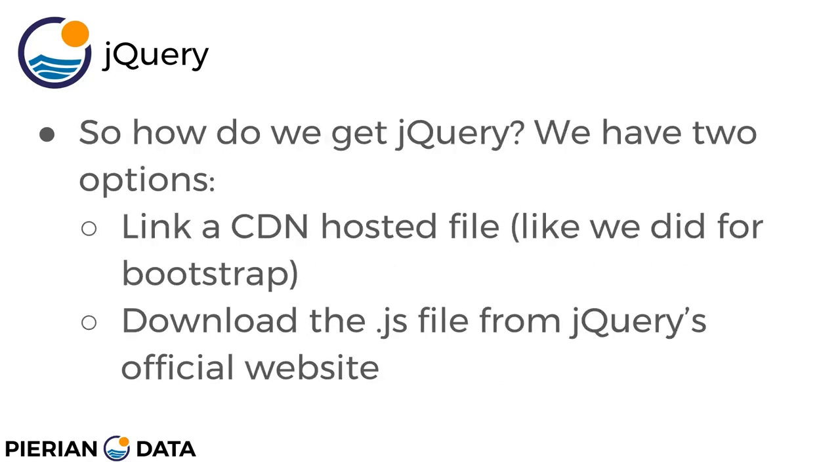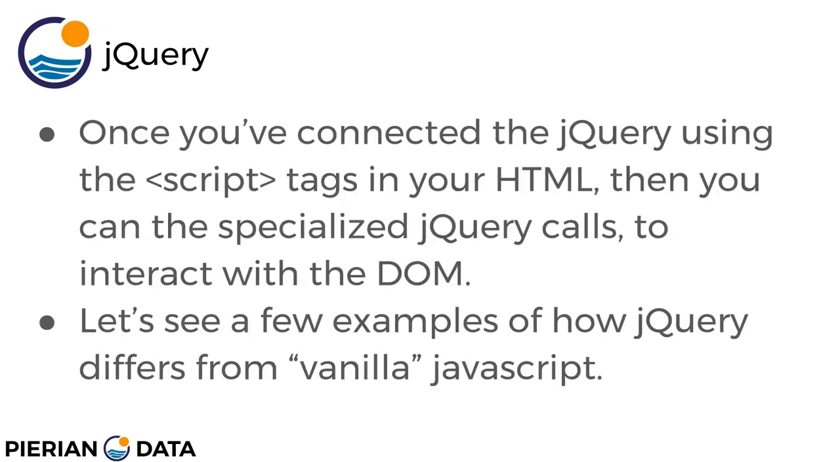So how do we actually get jQuery? Well, we have two options. One is to link a CDN hosted file, like we did when we were using Bootstrap. And then the other one is to actually download the .js file from jQuery's official website and just link to it locally using a script tag. So again, once you've connected to jQuery using the script tag in your HTML, then you can call the specialized jQuery calls that allow you to interact with the DOM.